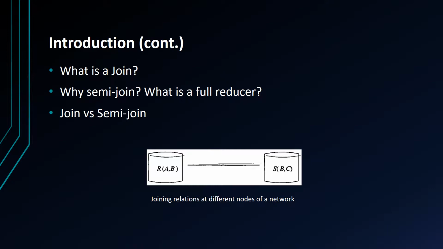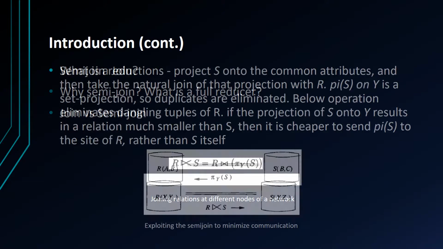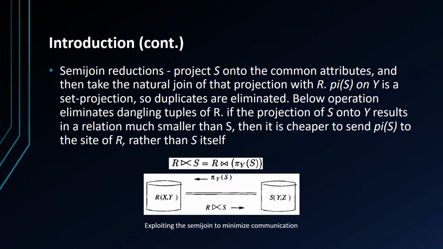So once the graph is completely reduced, or we have only a hyperedge left with it, we can say that it's a full reducer. So now the trade-off comes between join and semi-join. So what is semi-join? As I said, if we consider R and S, and here you can see in the picture the common attribute is Y.